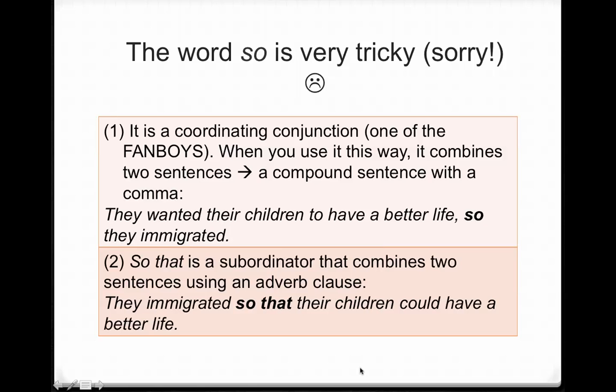However, so that is a subordinator that combines two sentences using an adverb clause, and this makes a complex sentence with the so that phrase. They immigrated so that their children could have a better life. In this case, you don't see a comma because this is a subordinator introducing an adverb clause. And you can move this to the beginning of the sentence: So that their children could have a better life, comma, they immigrated. Up here, where you're using this as a conjunction to make a compound sentence, you wouldn't do that.